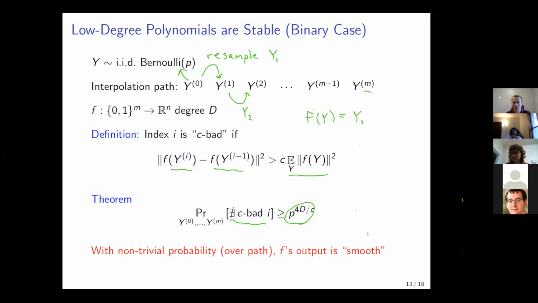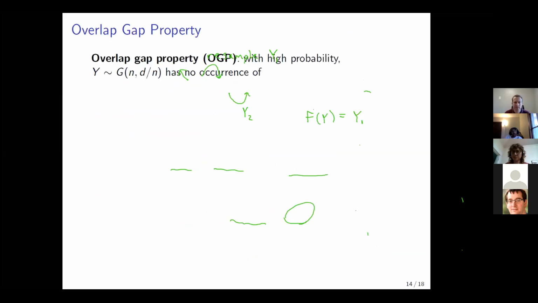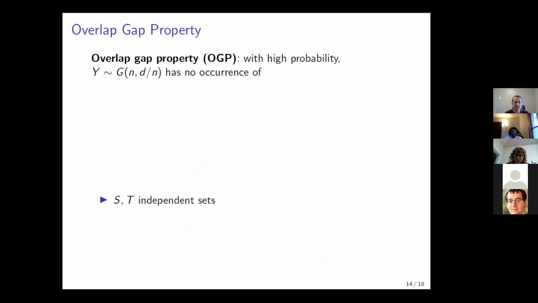All right, any questions about this? So let me now explain how we're going to use this. So the second ingredient was what's called the overlap gap property. So with high probability, a random graph has no occurrence of a certain pattern, which I will draw.